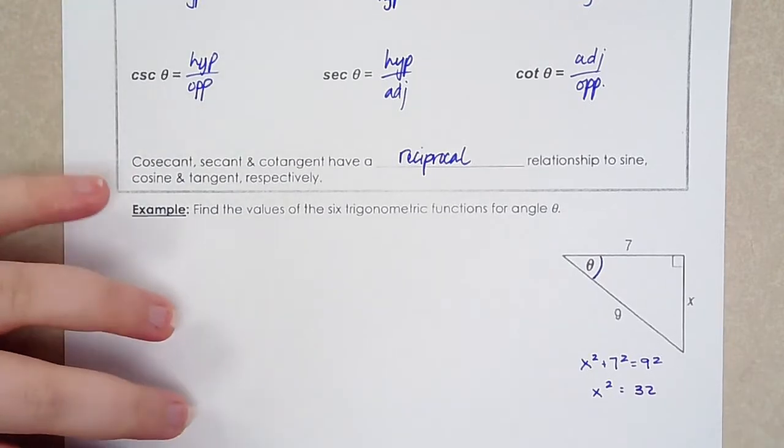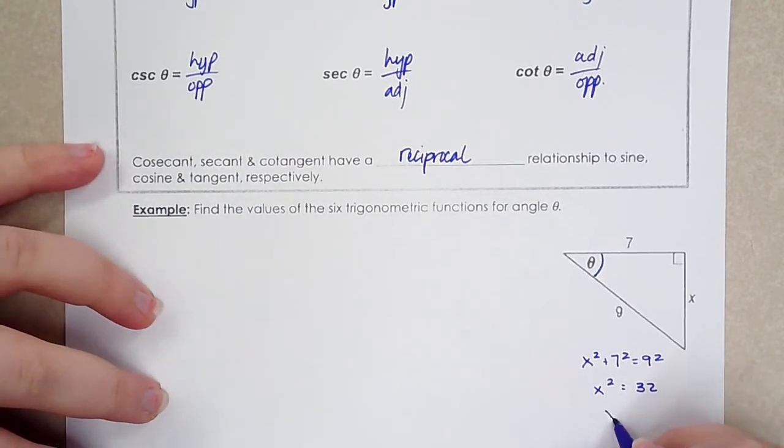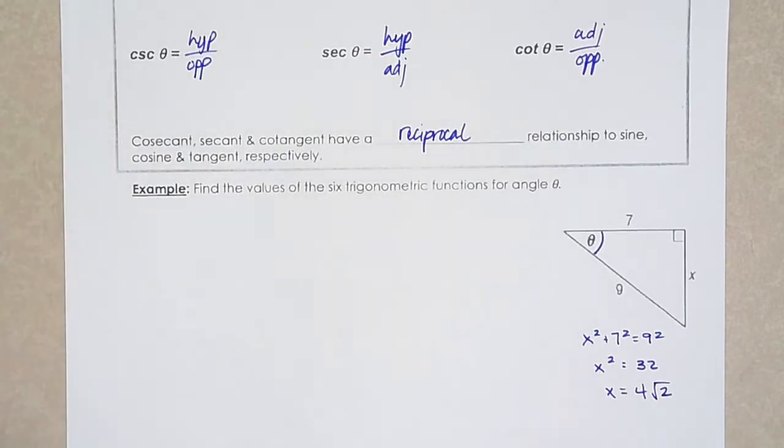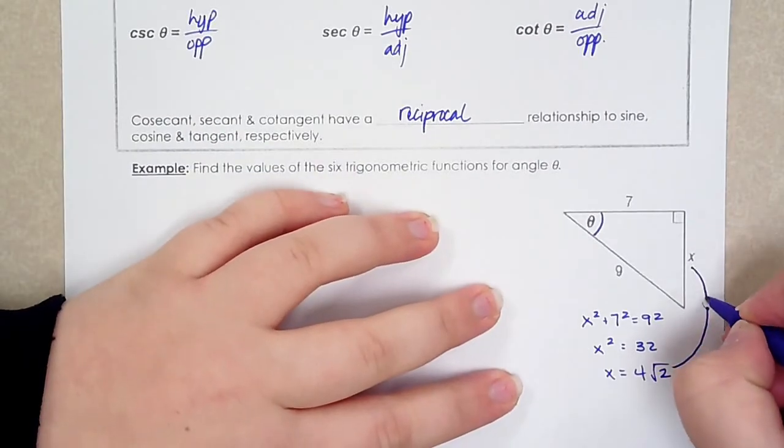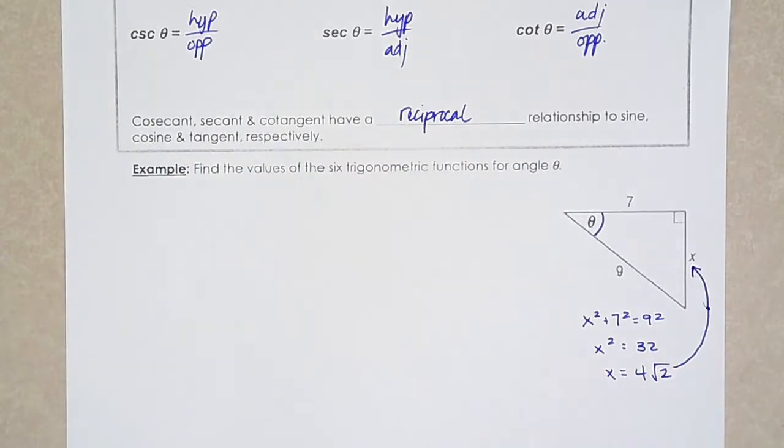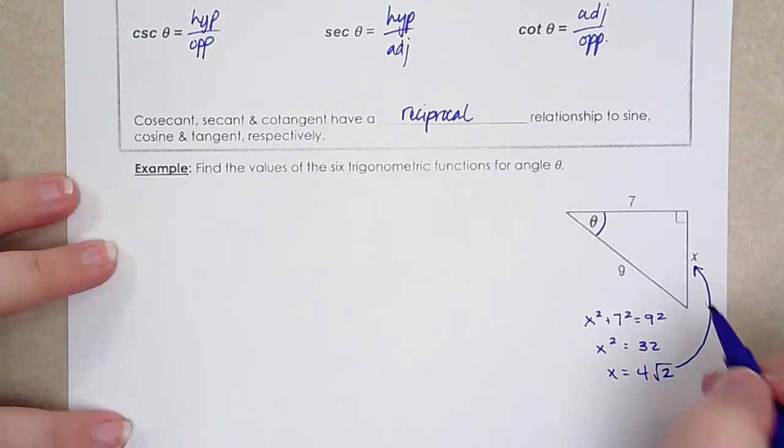I take the square root and simplify. That I can do in my head. So my x is equal to 4 root 2. And that is my second side there. So after I've solved for my third side, the other thing I want to do is go ahead and label these sides so that they're a little bit faster to work with.